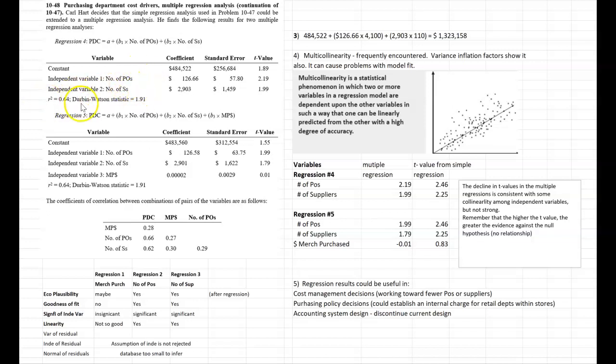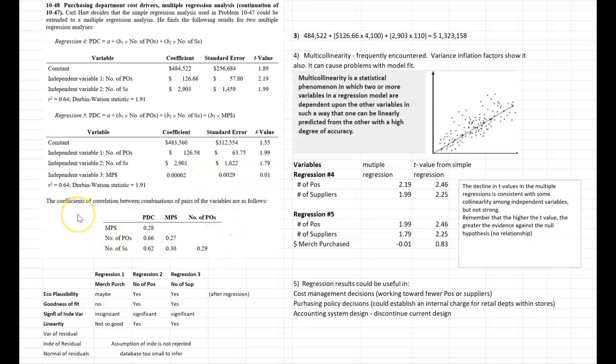And the R square is 0.64. R square is 0.64 in both of the regressions. The second regression has purchase orders, suppliers, plus the purchasing dollars. Okay, and the Durbin-Watson statistic is the same, but what's wrong here? Let's see, something's different.